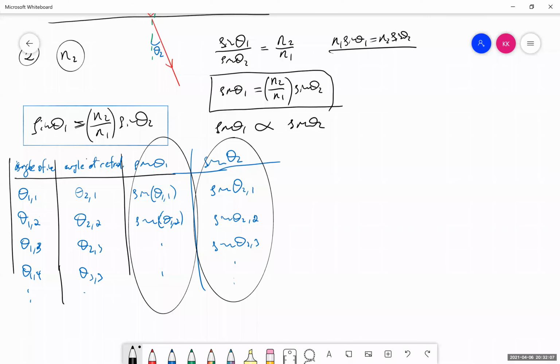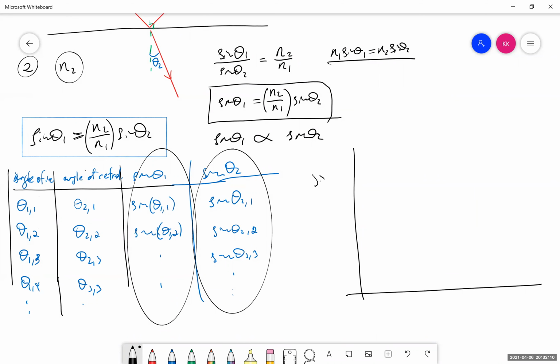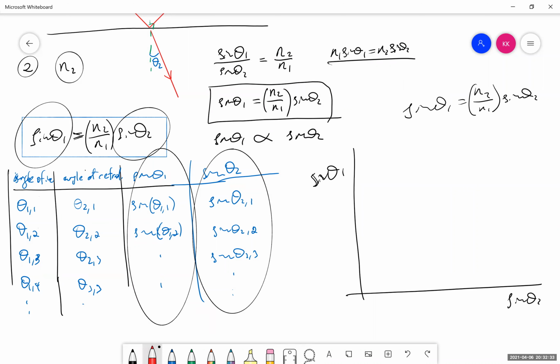So if you plot sine of theta 1 relative to sine of theta 2, you can see my y-axis is the sine of theta 1 and my x-axis is the sine of theta 2. So if I have sine of theta 1 equals n2 over n1 times sine of theta 2, I'm going to be able to see that sine of theta 1 and sine of theta 2 are linearly proportional to one another. This is basically the same as y equals mx, where sine of theta 1 is y and sine of theta 2 is x.